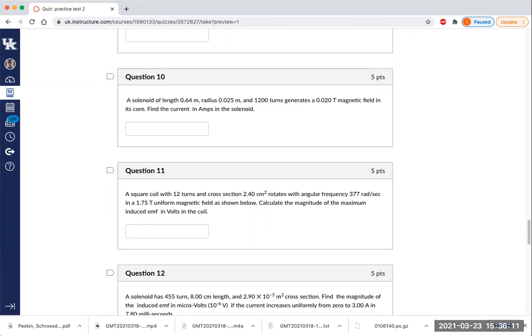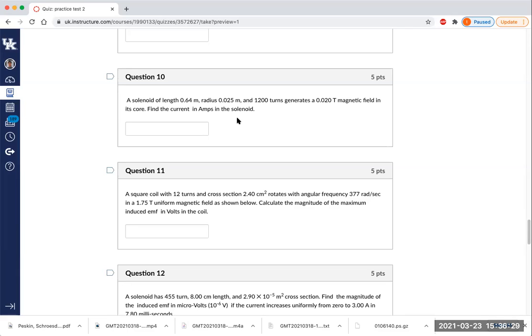Number 10. Number 10 says we got a solenoid. Its length is 0.64 meters. Radius is 0.025 meters. It has 1,200 turns and generates a 0.02 Tesla field. We've got to find the current in the solenoid.